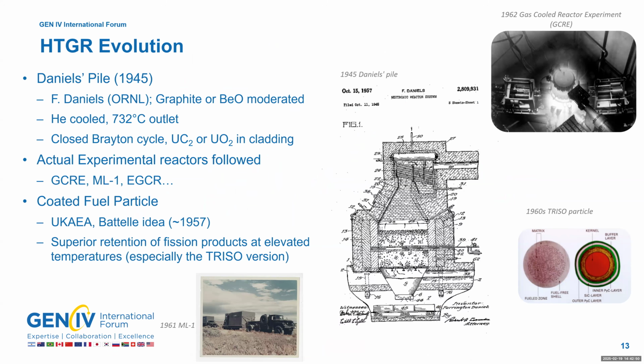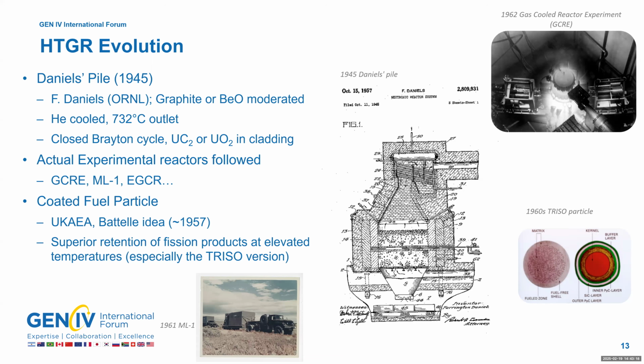We can trace the origin of pebble bed reactors actually way back to just after the Second World War. Farrington Daniels at Oak Ridge did the patent that you see here on the right in October 1945. So you see the pebble bed suggested here. The outlet, already helium cooled, was pretty high for the time, 732 Celsius. It used uranium carbide, uranium oxide in a cladding, so not a TRISO fuel form, but already a Brayton cycle.